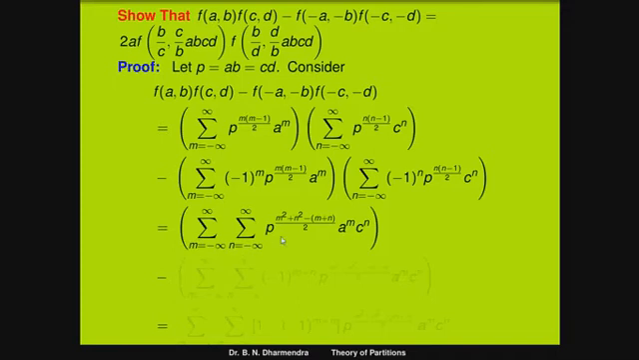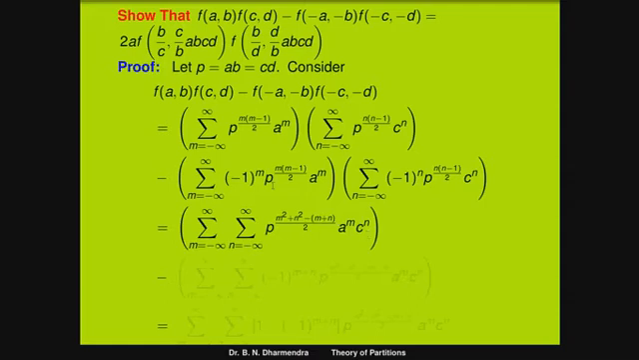p to the power of m square. We can add that power of p because the denominator is to both the terms, m square plus n square minus of, here the terms is minus m minus n. So I have to take minus as a common factor, that is m plus n by 2, into a to the power of m into c to the power of n.